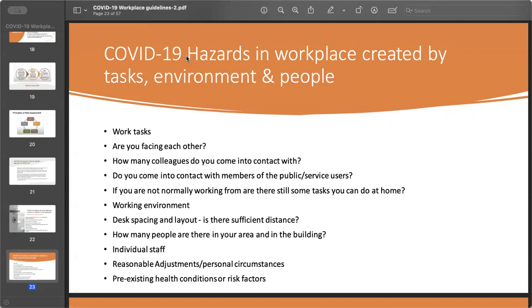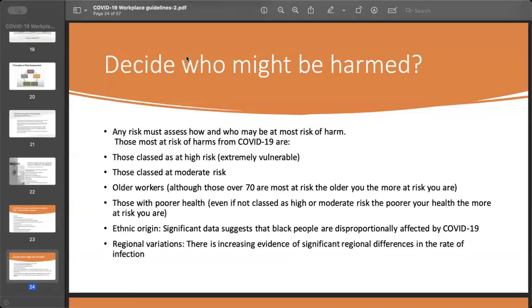Working environment: desk space and layout, is there sufficient distance? How many people are there in your area and in the building? Individual staff: reasonable adjustments, personal circumstances, pre-existing health conditions or risk factors. Decide who might be harmed. In any risk assessment, you must assess how and who may be at most risk of harm.